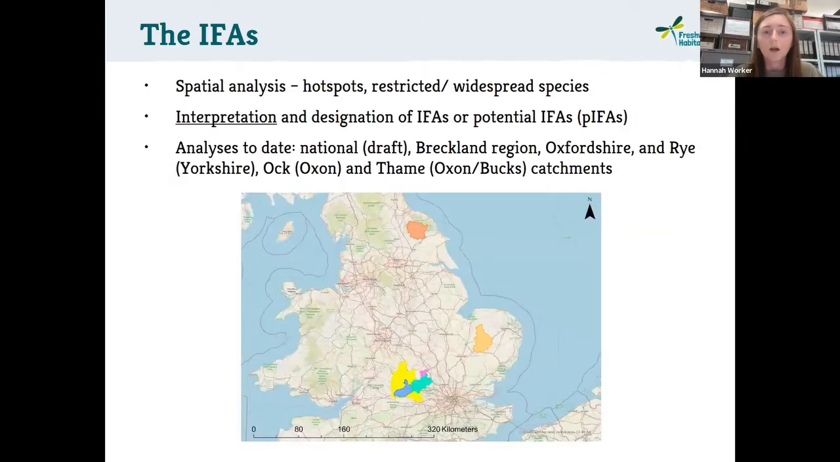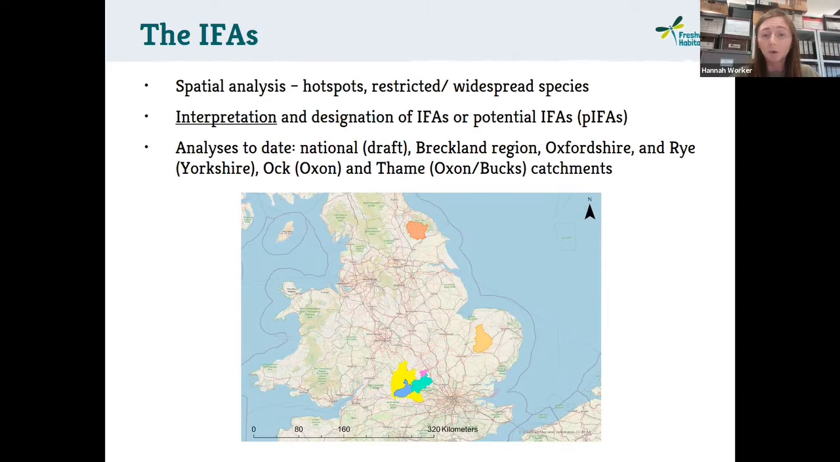You then compile all this data in, and use it to do spatial analysis to look where you have hotspots, where you have restricted and widespread species, where you have those designated sites, and then to use this to interpret and designate these IFAs depending on a set of criteria. And I will go into this in more detail. That was a very quick run through.